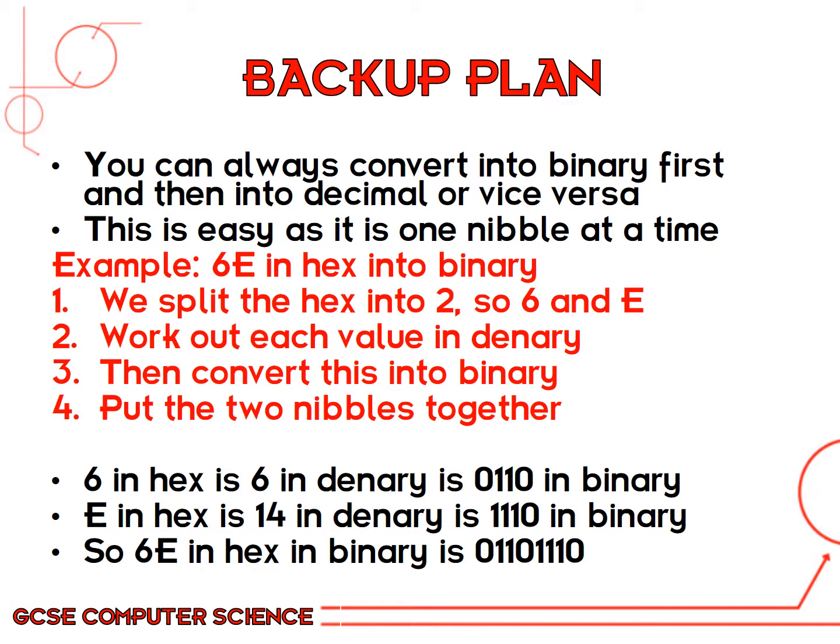So 6 in binary is 0, 1, 1, 0. And 14 in binary is 1, 1, 1, 0. Then you work out both of them and put them together. And 6e in binary is 0, 1, 1, 0, 1, 1, 1, 0.